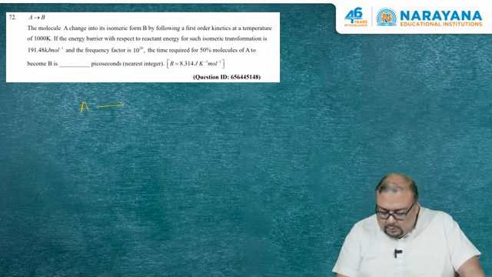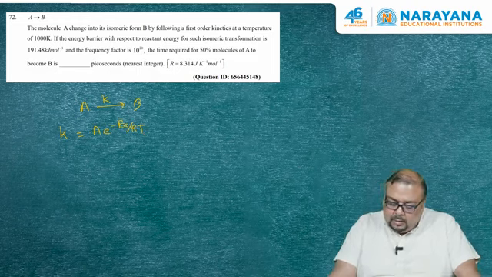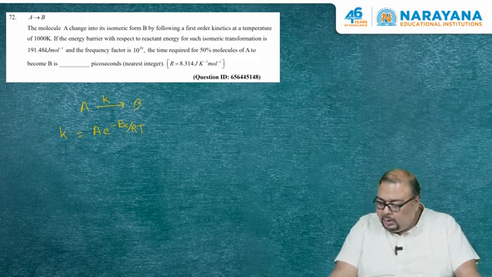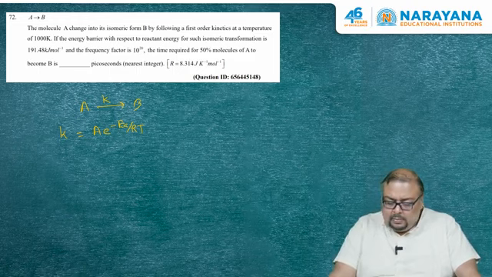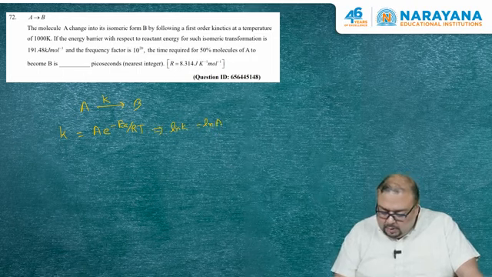We have a reaction which is A giving B, for which some K value will be there. And we can write this K as A e to the power minus Ea by RT, which is my Arrhenius equation. Now it is given that the temperature is 1000 Kelvin, activation energy is 191.48 kilojoule per mole, and the frequency factor is 10 to the power 20. Now the time required for 50% molecules to be converted from A to B, that is the t half. So we can write this as ln of K is equal to ln of A minus Ea by RT.